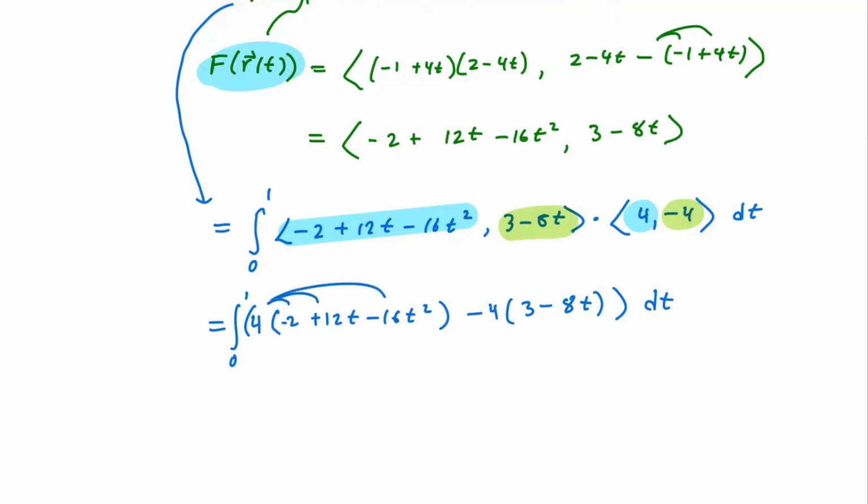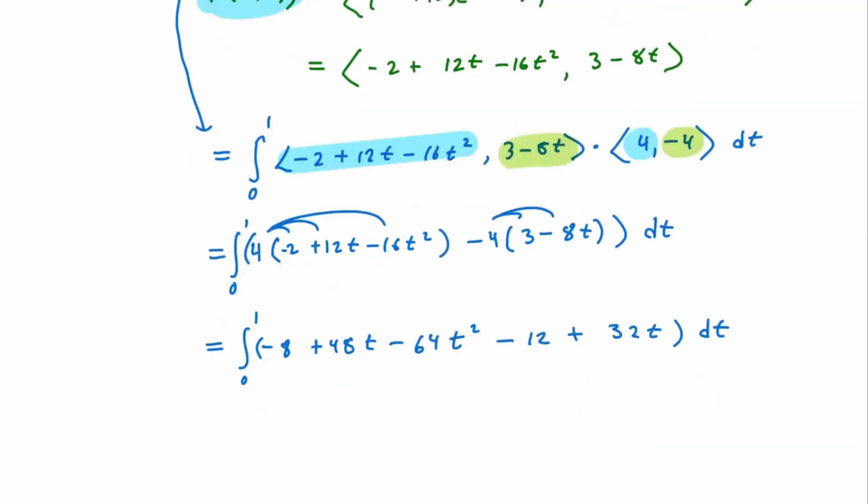Here we distribute this, and here we distribute that. This gives us the integral from 0 to 1 of 4 times -2, that's -8, and then 12 times 4 gives 48t, minus 16 times 4 gives 64t squared. And here we distribute the negative, so we have -12 plus 32t, dt. Carefully multiplying these out.